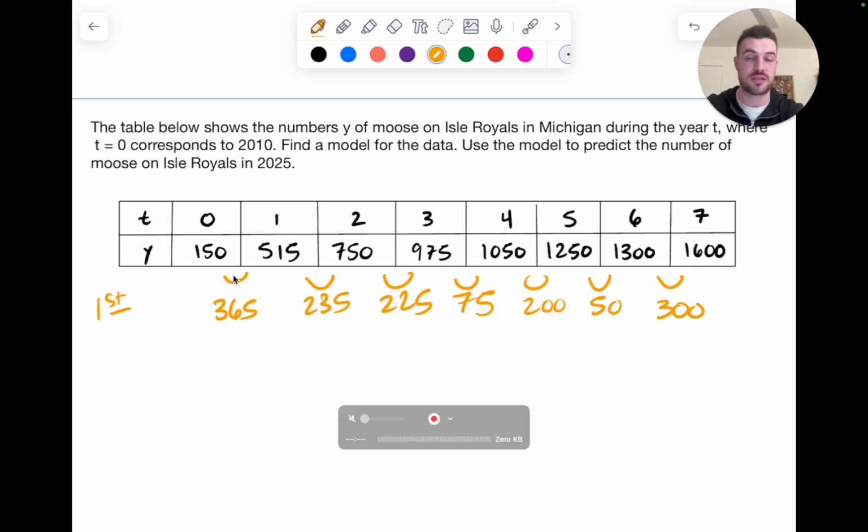Now, I'm going to pause this real quick and I'm going to fill in the rest of the values. I'm going to keep going. I'm going to find the difference between these values and the difference between those and those and those and those. I'm going to pause it to save us a little bit of time.